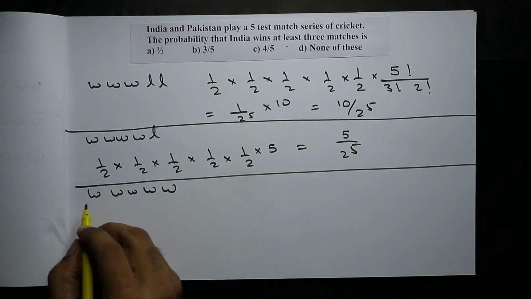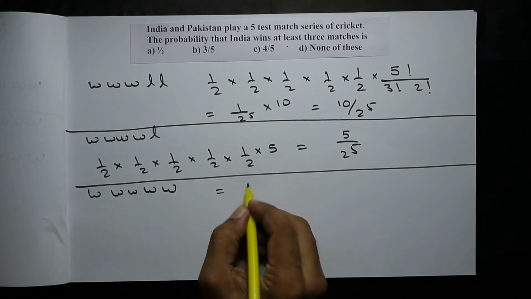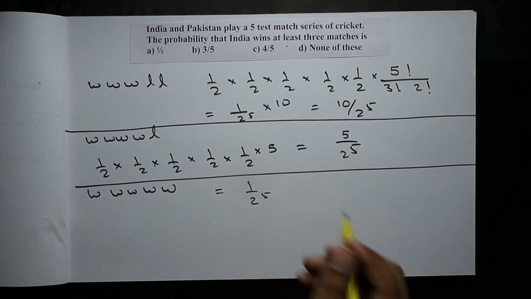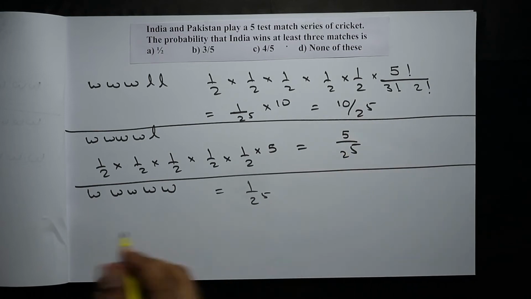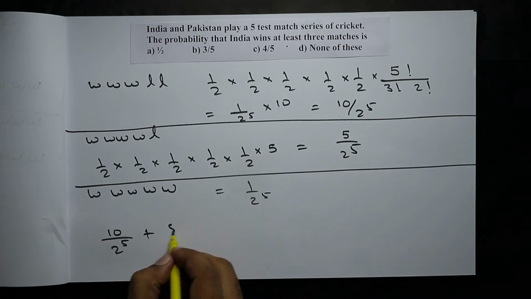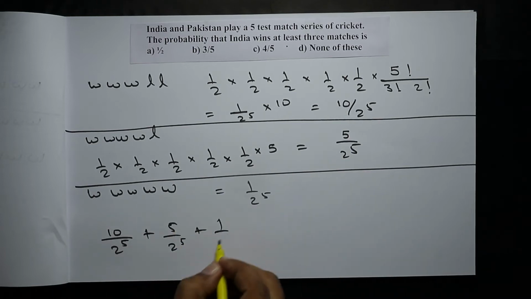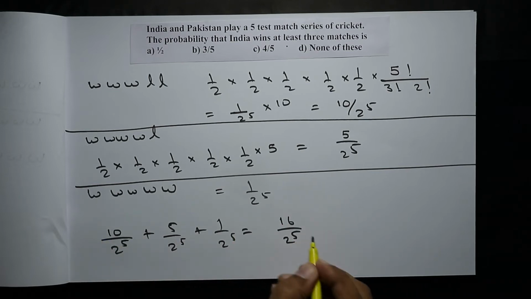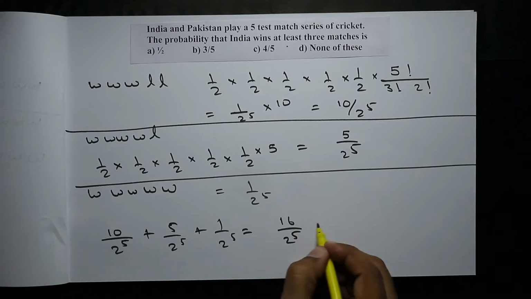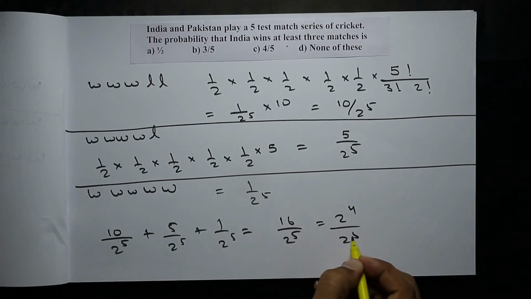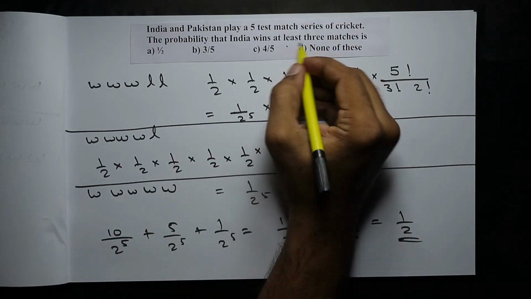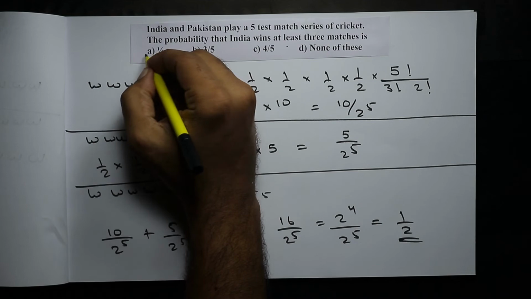Or we can have all 5 wins. So that is 1 by 2 into 1 by 2, 5 times, which is 1 by 2 raised to 5. So this or this or this. The total probability will be 10 by 2 raised to 5 plus 5 by 2 raised to 5 plus 1 by 2 raised to 5. So that will be 16 by 2 raised to 5. 16 is 2 raised to 4. So 2 raised to 4 by 2 raised to 5 is 1 by 2. That is the probability of having at least 3 wins. That is 1 by 2, option A.